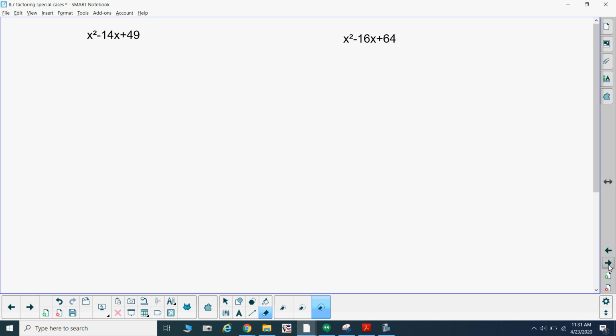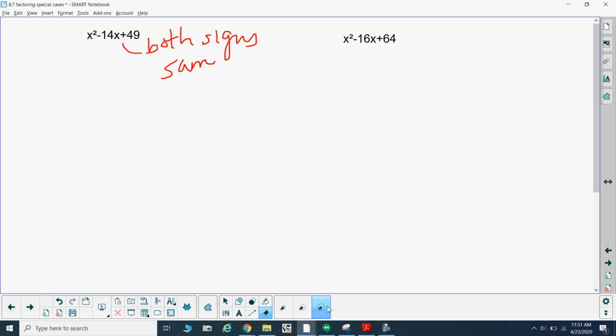And this one again, I look at the first thing and the third thing. They're both perfect squares. The middle one is 2 times the square root of the first one times the square root of the last thing. So 2 times 7 times x, which is 14x. So that is true. So I know it's going to factor into x. But look at this. The difference here from the ones on the first page is there's a minus in between. So remember we had this rule that tells us both signs are the same.